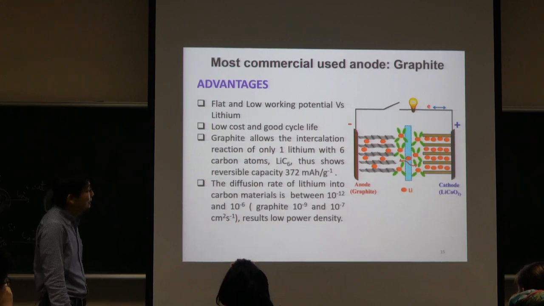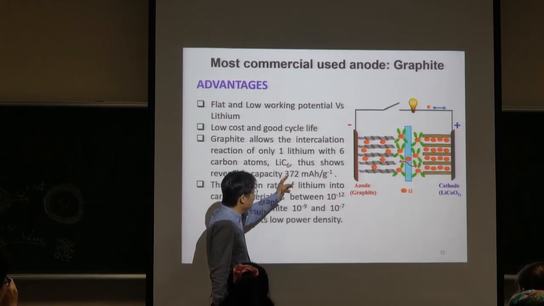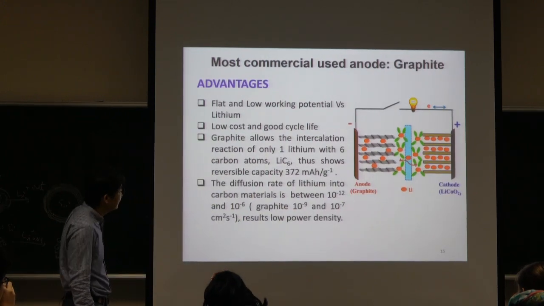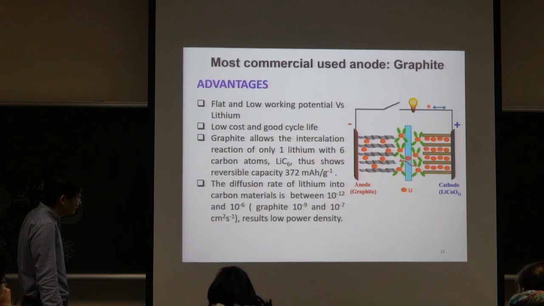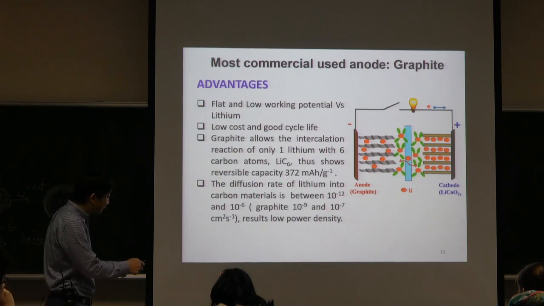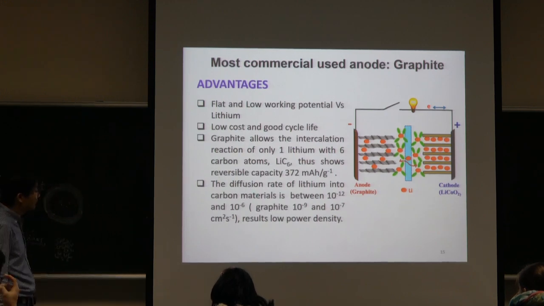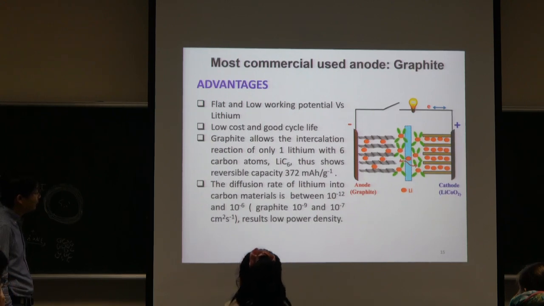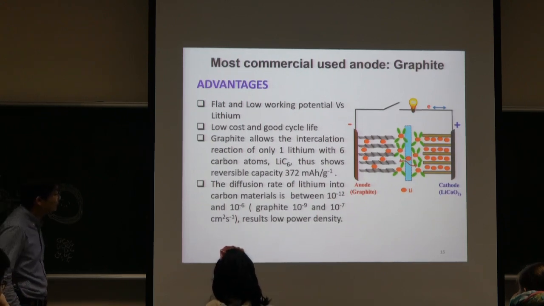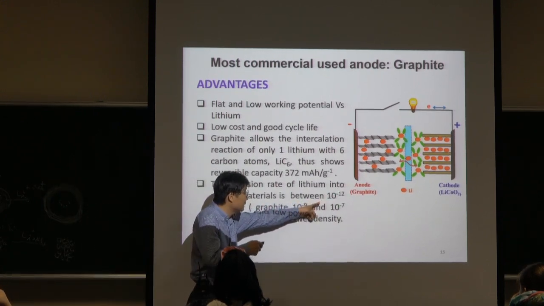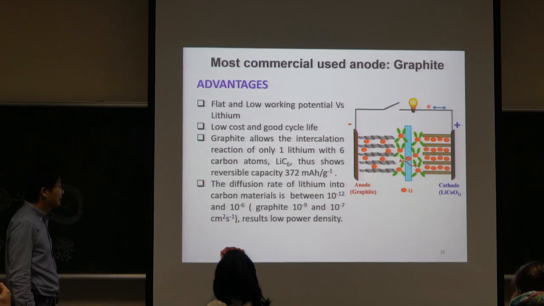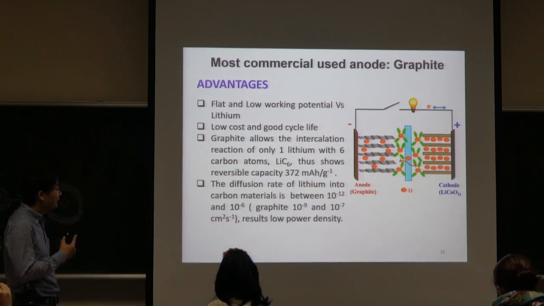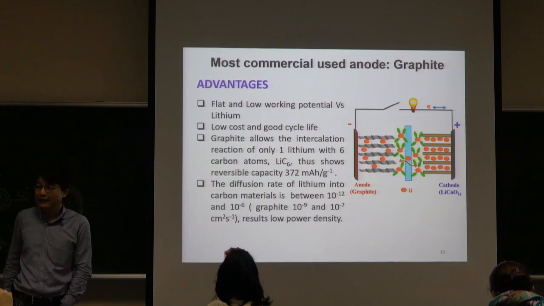Currently there are also a lot of commercial batteries using graphite. The diffusion rate is also a quite important factor for monitoring performance. The diffusion rate of lithium into graphite and carbon materials is between 10 to the minus 12 and 10 to the minus 6, which is quite low. So how to make the diffusion rate faster becomes very important.